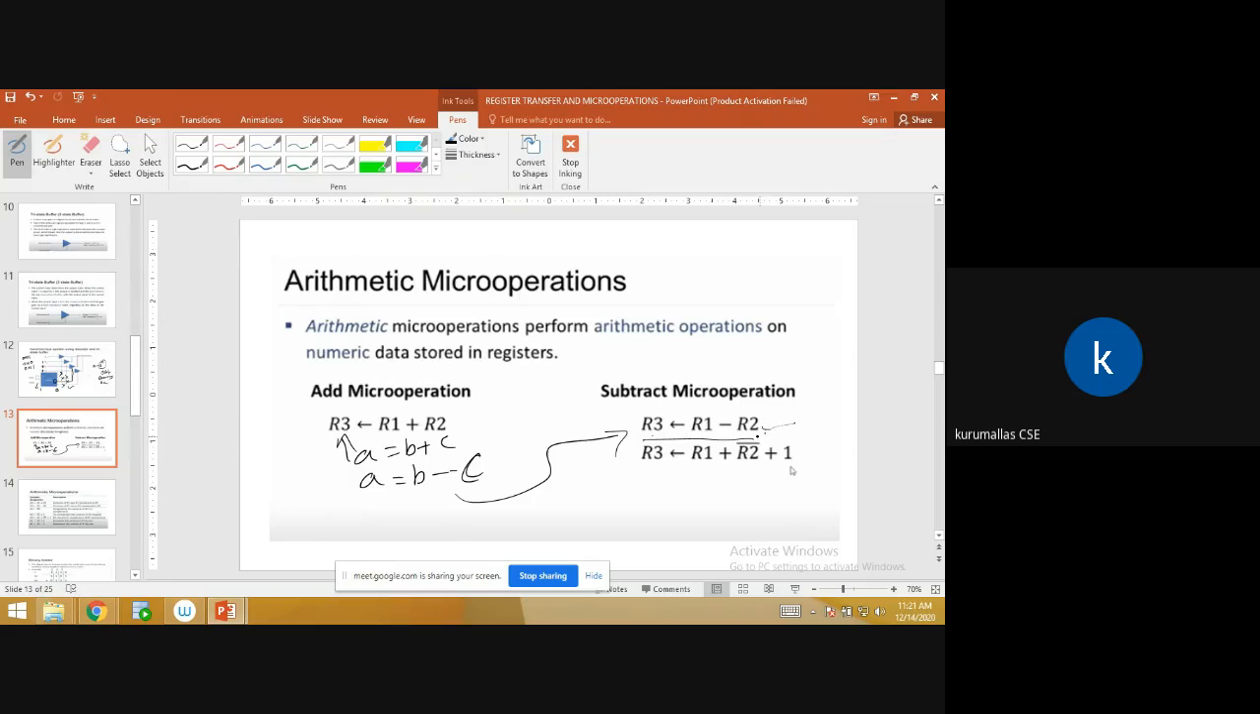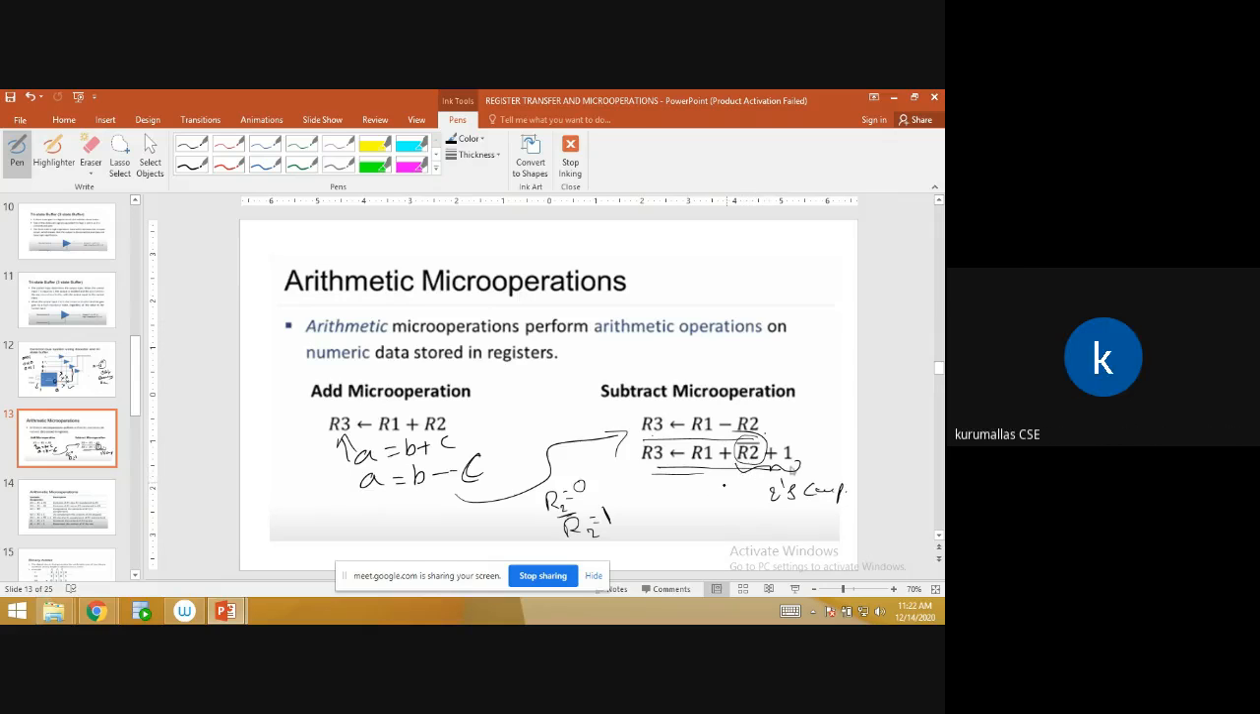This is one more thing: in arithmetic micro operations we use the reverse arrow as the replacement operator. R1 minus R2 can be represented like this. If you see here, R2 dash, this is the complement. Suppose 0 is the R2 value, then R2 bar means the complement of this one, which means 1. So if you add 1 after the complement, this is the 2's complement.